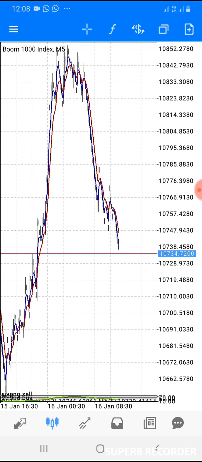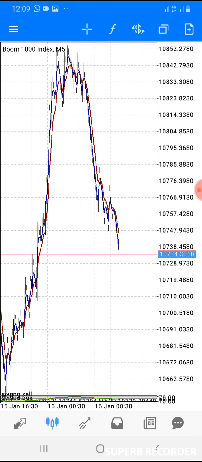So today I'm looking at a very good strategy for the boom and crash, both the 500 and the 1000. I've been doing some analysis on this, and I've realized you can make consistent profits using this strategy. This is a 50 pip strategy. You get your 50 pips, you get out of the market, and it's very simple to follow. So let's get right into it.